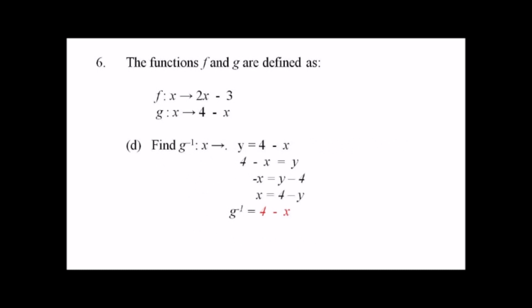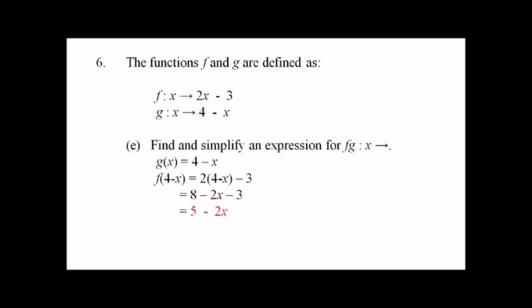And 6d, g to the negative 1, inverse of g. Again, y is equal to 4 minus x in g of x. So 4 minus x is y. So x works out to be 4 minus y. Replace the y with an x. So g to the negative 1, inverse of g, is 4 minus x. When you replace the y with the x, you have to remember to do that at the end.